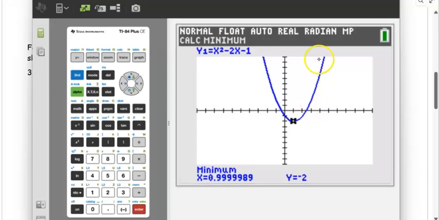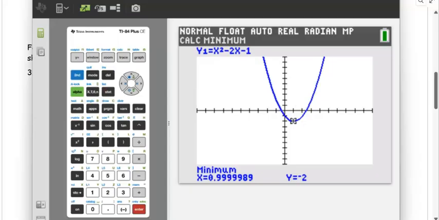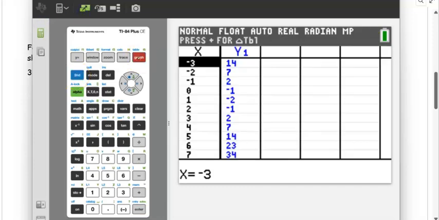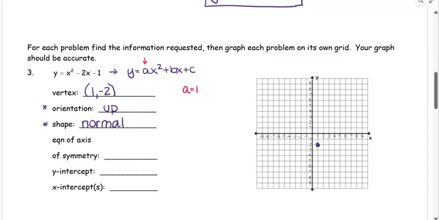Does the graph open up and does it have a normal shape? It does. We want to be able to find some other points on this graph as well though. To do that, let's take a look at our table. If we click second graph, you may need to arrow up or down to find your values, but I can see I've got some other points that are going to fit on this graph. I have the point negative 2, 7.